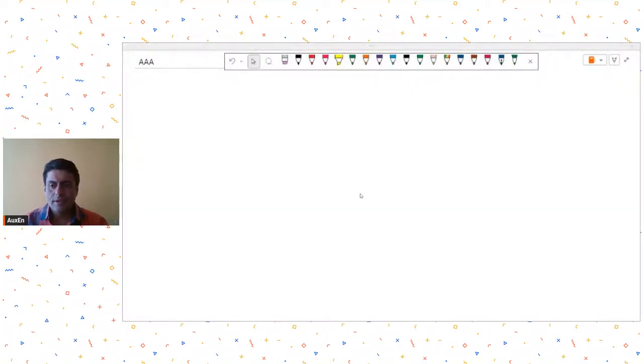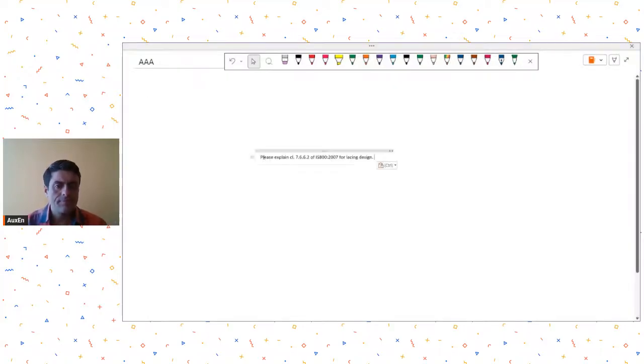Right. So the first query is from engineer Manish Parmar. He is from Dehradun and he is a working professional. He's asking, please explain clause 7.6.6.2 of IS 800 for lacing design.